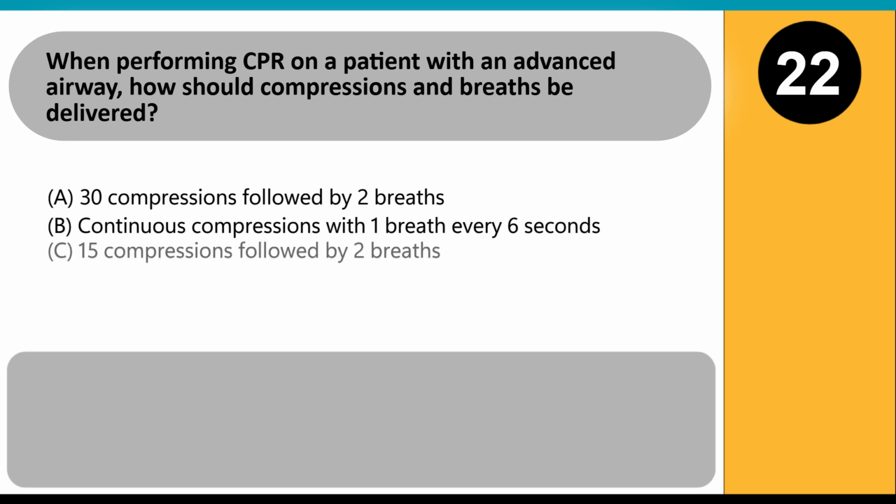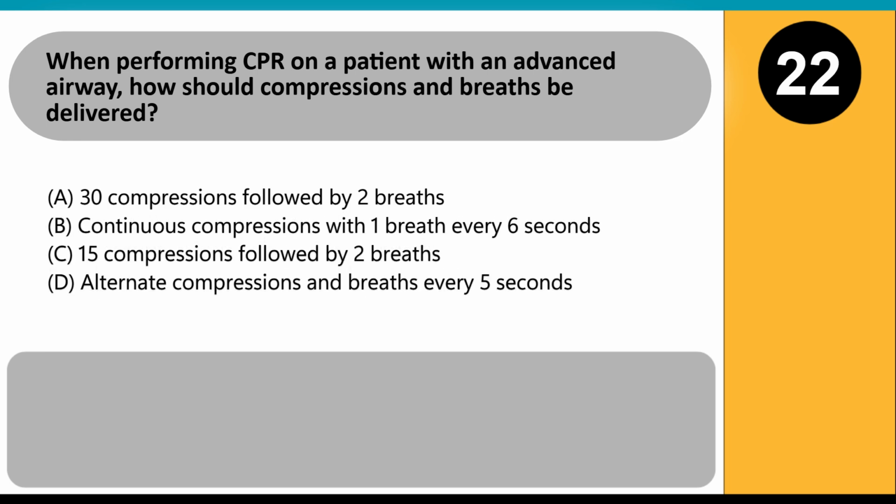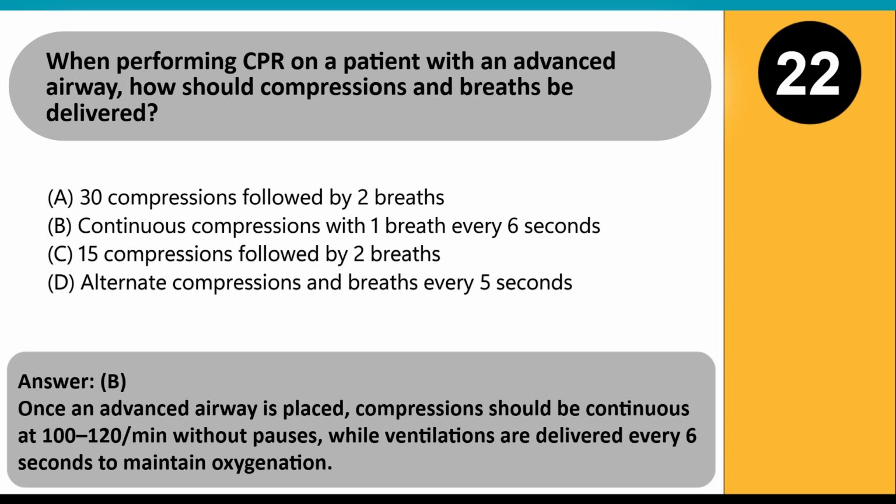When performing CPR on a patient with an advanced airway, how should compressions and breaths be delivered? A. 30 compressions followed by 2 breaths. B. Continuous compressions with 1 breath every 6 seconds. C. 15 compressions followed by 2 breaths. D. Alternate compressions and breaths every 5 seconds. Answer: B. Once an advanced airway is placed, compressions should be continuous at 100-120/min without pauses, while ventilations are delivered every 6 seconds to maintain oxygenation.